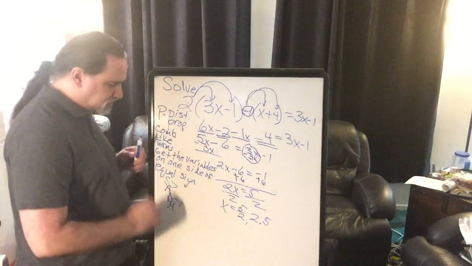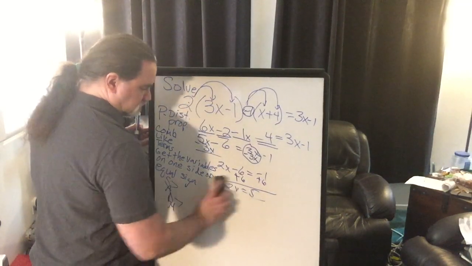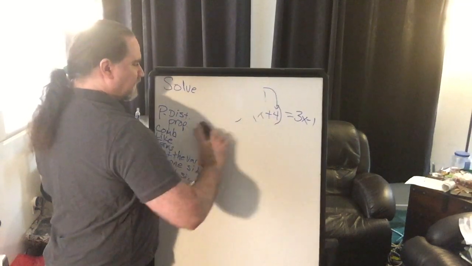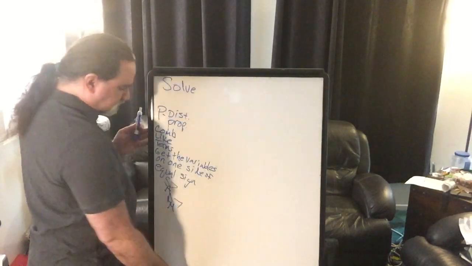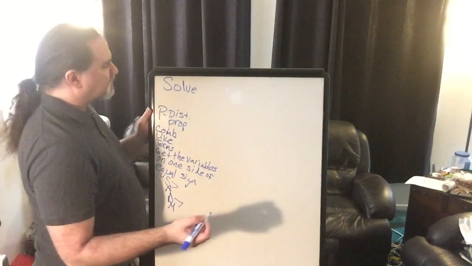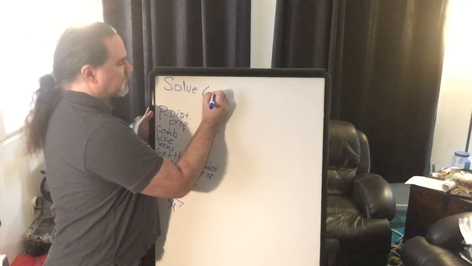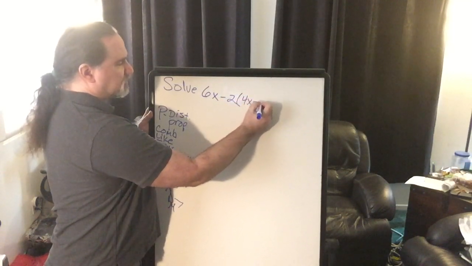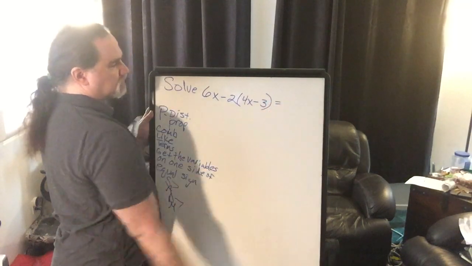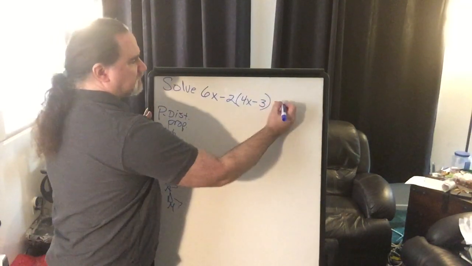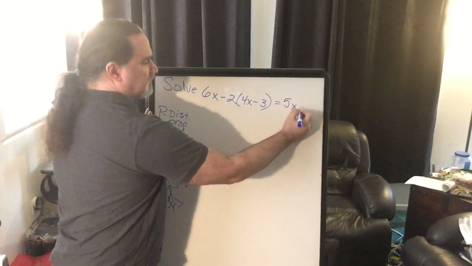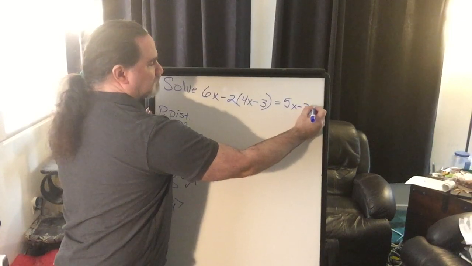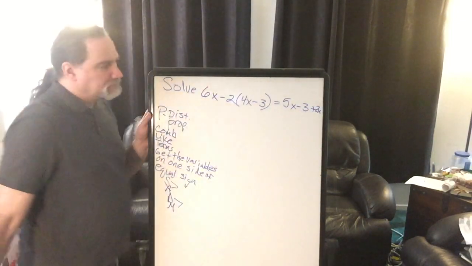So we're going to do one more example here. Really, that's going to take up most of the time here. We're going to do one more example, and I'm going to point something out to us. Okay? So again, let's go 6x minus 2 times 4x minus 3 equals, and then let's go, how about 5x minus 3, let's go plus 2x. How about that? So we got a bunch of things to do.